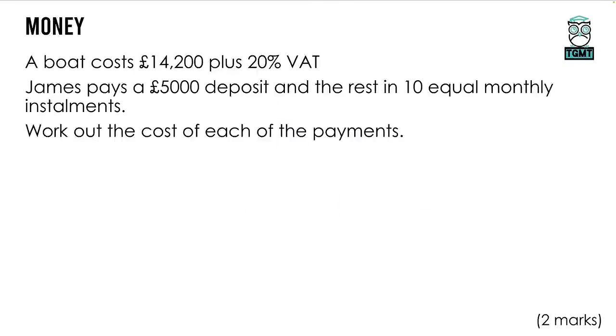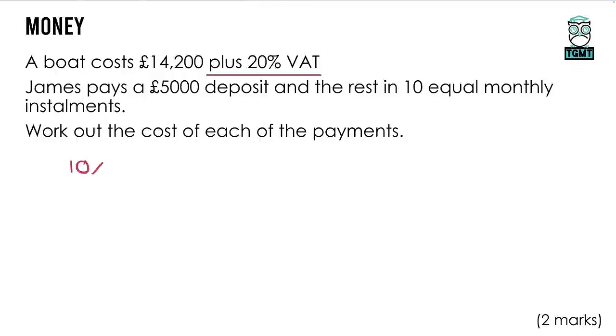Now looking at a bit of a money calculation problem, we have a boat costs £14,200 plus 20% VAT. James pays a £5,000 deposit and the rest in 10 equal monthly instalments. Work out the cost of each of the payments. Now to start with, it does give us a massive hint here that we need to add 20% VAT. That's what plus 20% VAT means. So to start with, we need to work out 20% of 14,200.